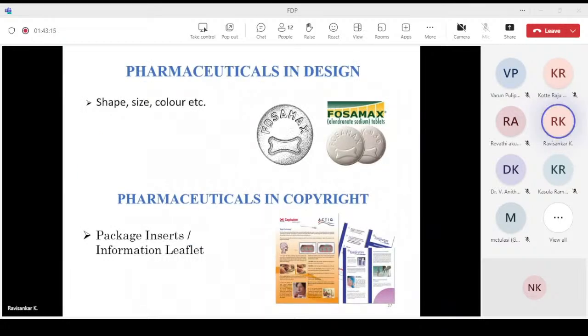So these are the different designs. If you take the round shape with a bone symbol, they have protected it as a design. And coming to the package inserts and information or leaflets, we can protect under copyrights.